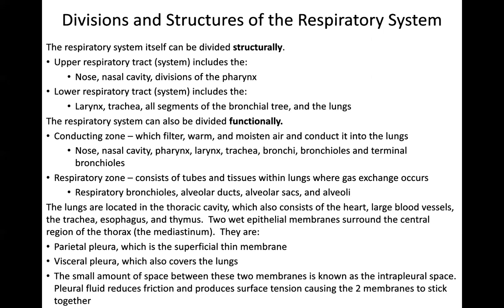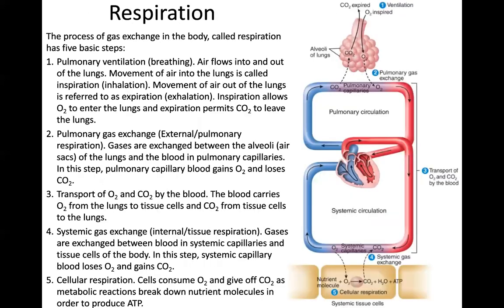So if you pull the parietal pleura in one direction, the visceral pleura is going to go with it. And you've probably heard of somebody having a collapsed lung, right? A collapsed lung would occur when those two membranes are no longer sticking to one another. There's no longer that vacuum in the intrapleural space. Now, I'm kind of getting ahead of myself, but that's one of the things involved with breathing, which is one of the 5 processes of respiration.